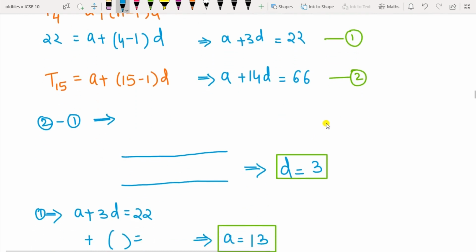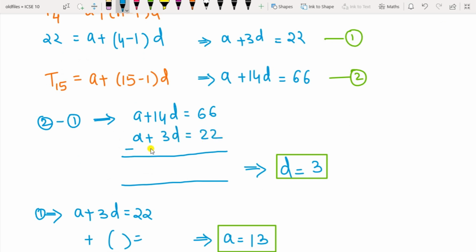Right. Now we have to subtract these two equations. So equation 2 minus equation 1: a plus 14d equal to 66 and a plus 3d equal to 22. Change the sign as we are subtracting it. So this a will get cancelled in this case and you will have 11d equal to 33. Therefore the value of d is 3.